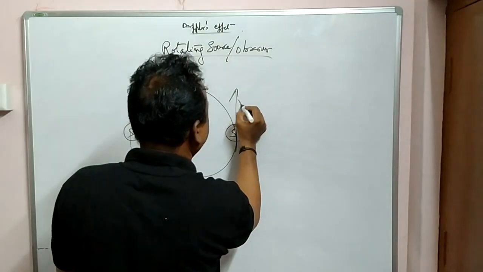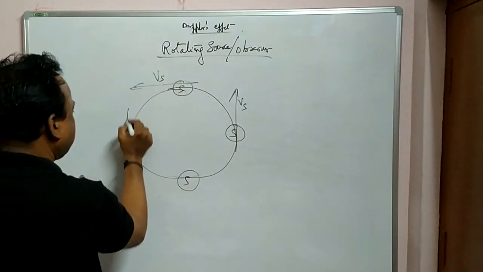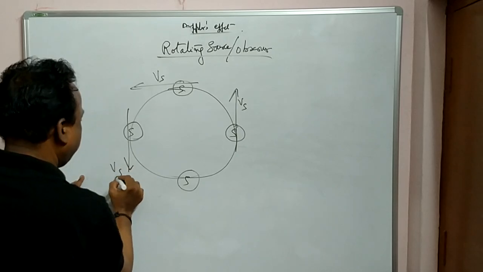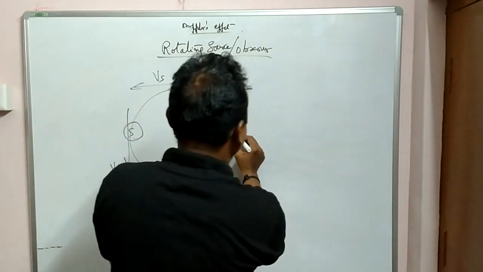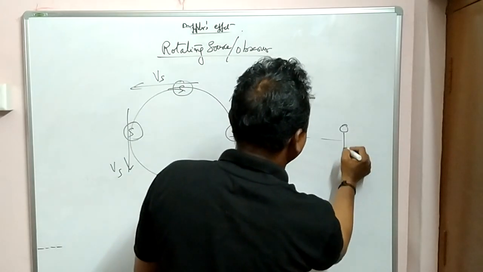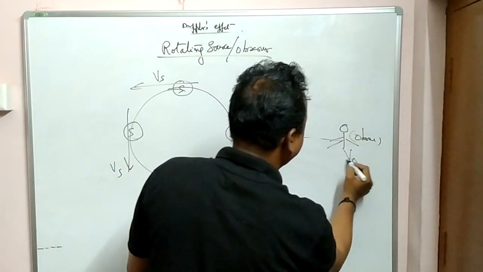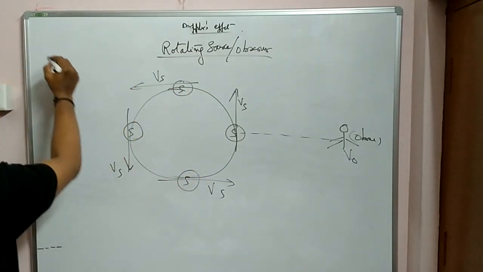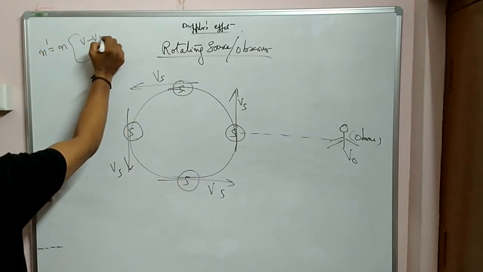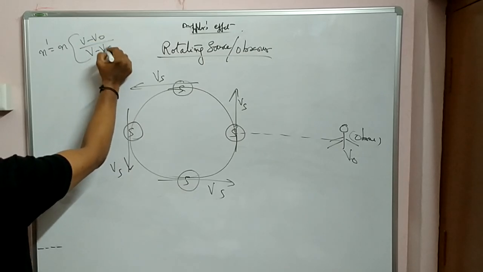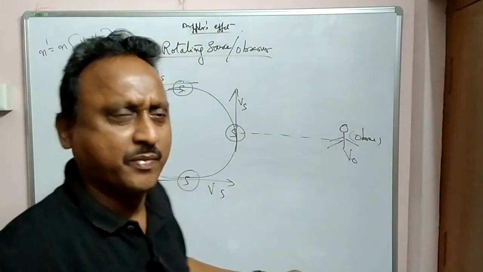The velocity of the source of sound is Vs. Suppose the observer is here, with velocity V0. Just now I gave you the equation for apparent frequency: n dash is equal to n into (V minus V0) by (V minus Vs). This is the general equation or derivation for the Doppler effect.